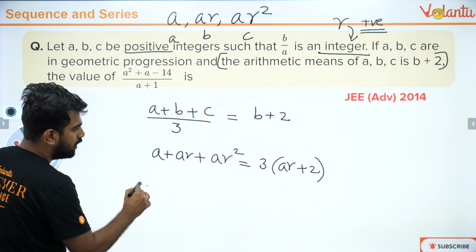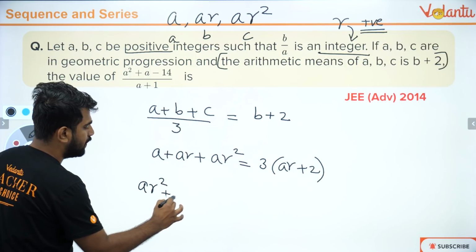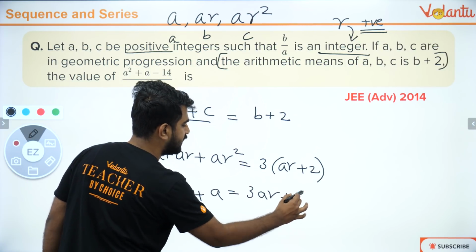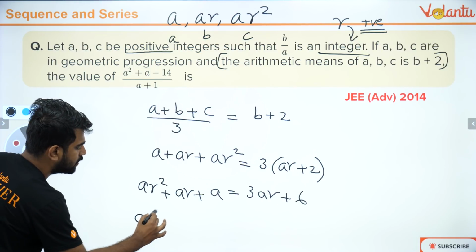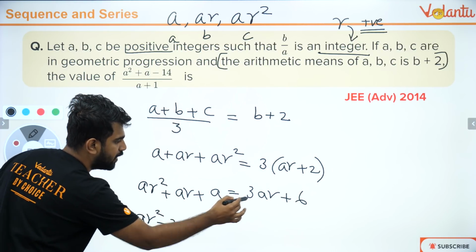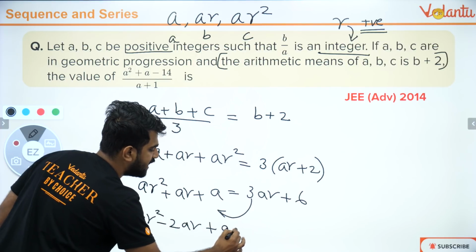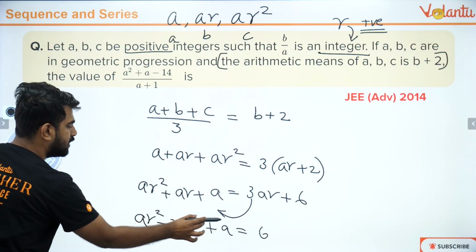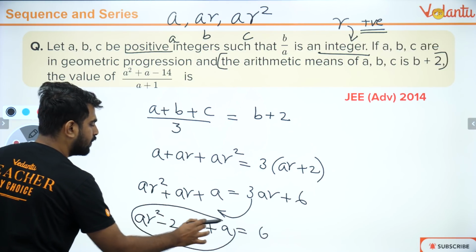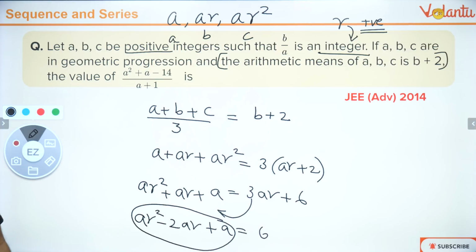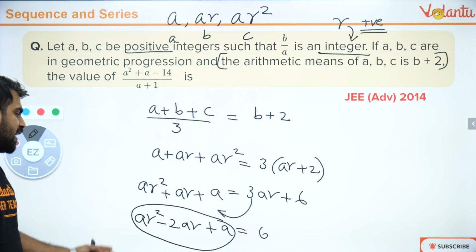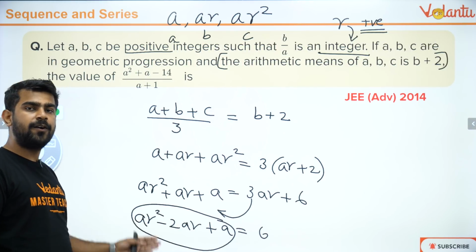Now what do we have here? We have A times R square plus AR plus A is equal to 3AR plus 6, which will be AR square minus 2AR, if I bring this to the other side, plus A equal to 6. Now what shall I do? Look at this carefully. Doesn't this remind you of something? If I take A common, it is a perfect square. Are you all able to visualize that? If I take A common, this will be a perfect square.